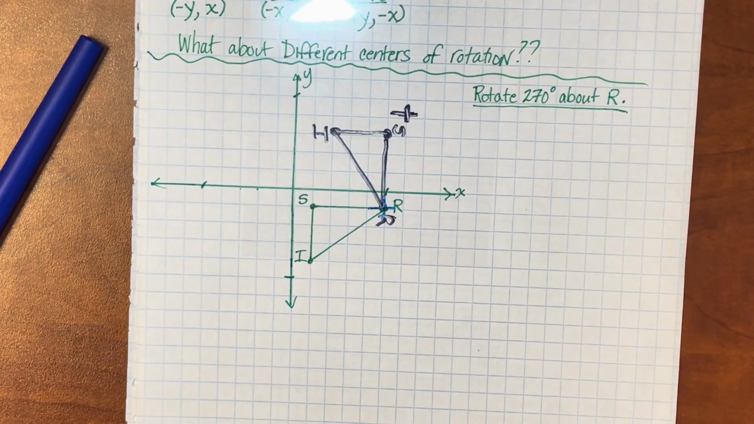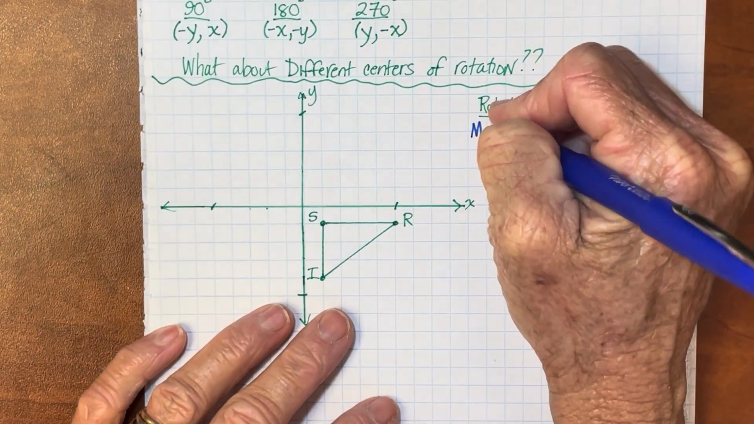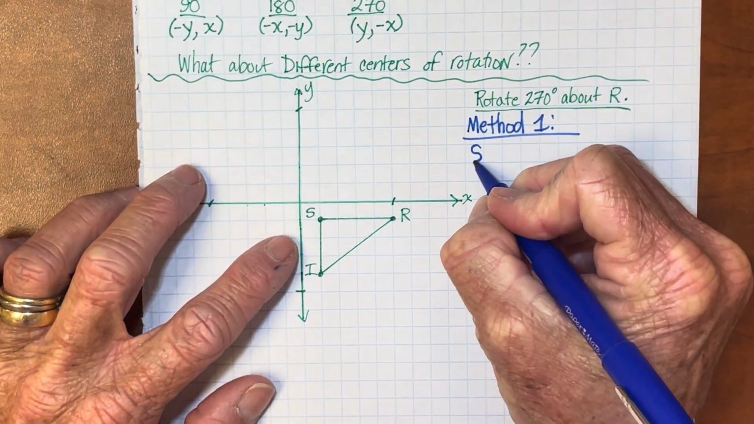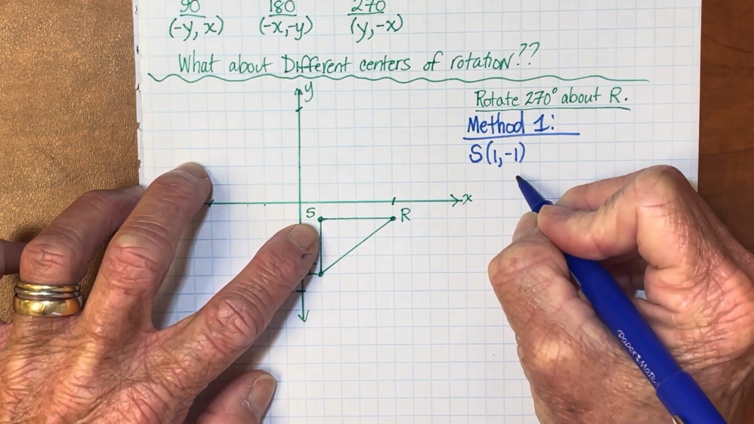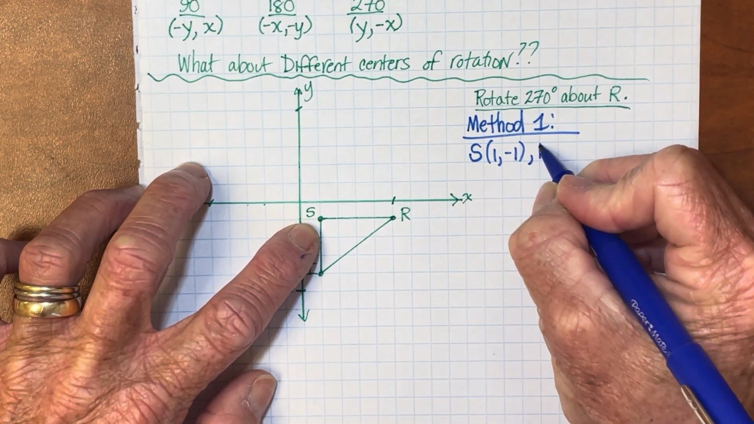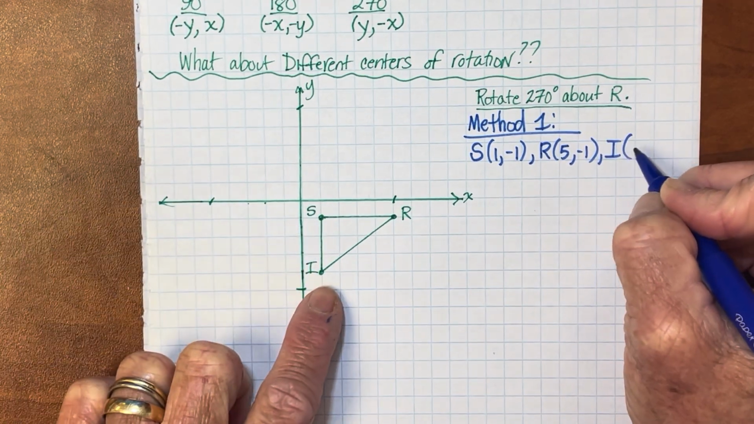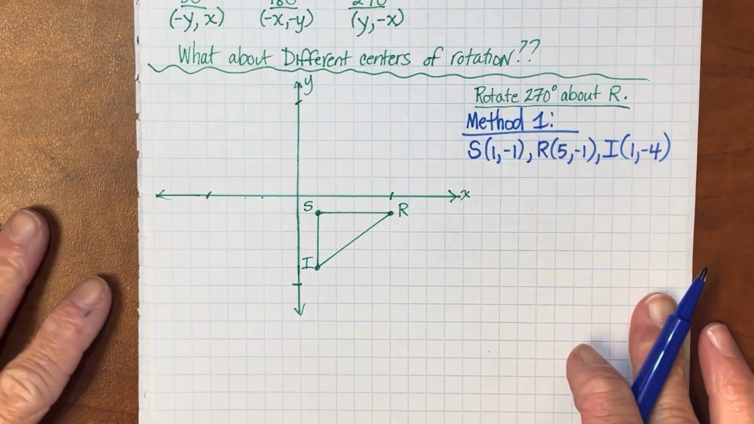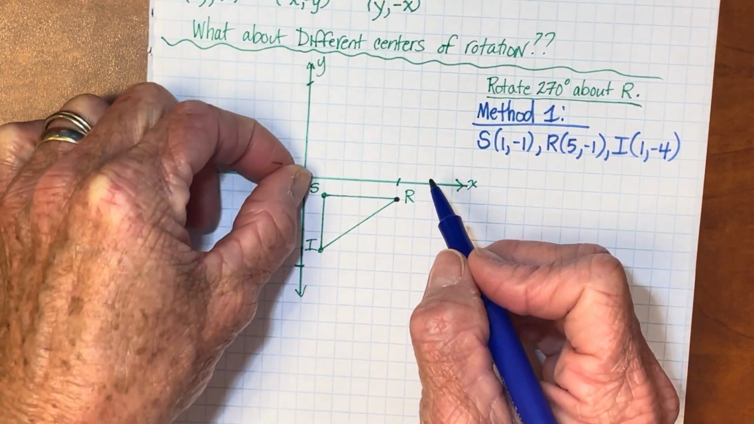So that's what we're trying to do. Let me show you how to get there. So one technique, let's just call this method 1. Method 1. The first thing we should do is make sure we have good ordered pairs for these points. So S is at (1, -1). Let me just write these across the top right now. R is at (5, -1), and I is at (1, -4).